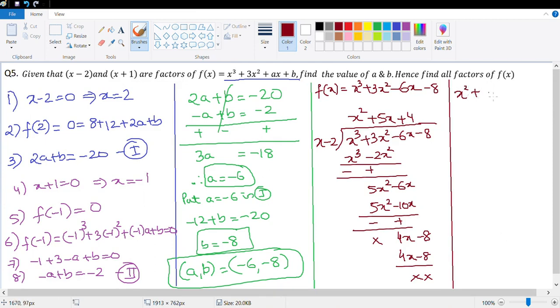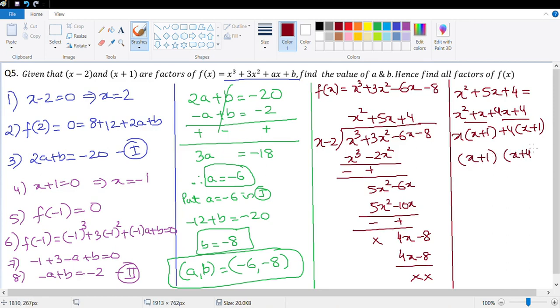So I need to factorize 4, the sum of which should be 5, which means 4 times 1 is 4 and 4 plus 1 will be 5. So that will be x squared plus x plus 4x plus 4. Grouping it the way I have underlined, x times (x plus 1) plus 4 times (x plus 1), which means (x plus 1) multiplied with (x plus 4). We already knew x plus 1 is a factor. It was already given. The third factor we figured out is x plus 4.